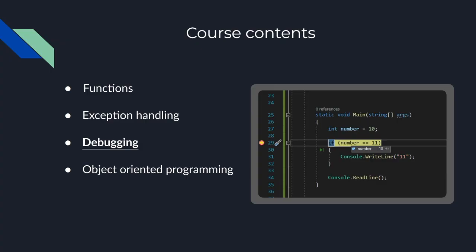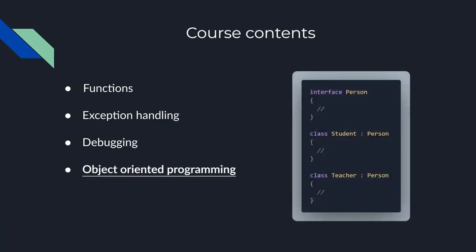Debugging is a crucial skill for any developer. You'll discover how to use Visual Studio's powerful debugging tools to identify and fix bugs in your C# code efficiently. Finally, we'll delve into object-oriented programming.